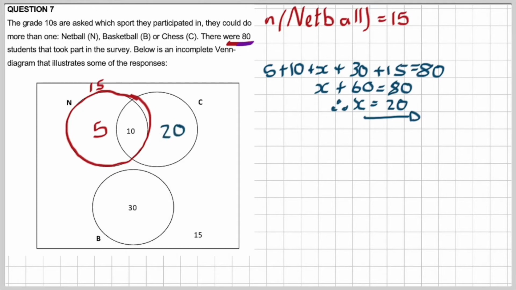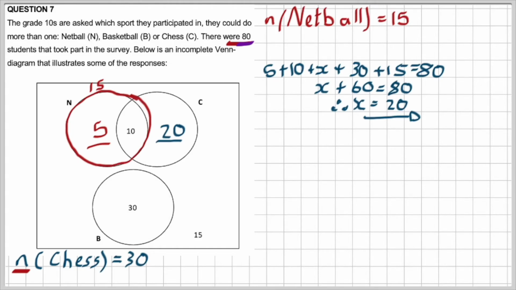X must be 20. Now, ladies and gentlemen, I just want to quickly hit the pause button and go back a little bit. That means that 20 is the number of kids that played only chess. And that 5 is the kids that played only netball. The 10 is the kids that played netball and chess. So how many kids played chess? I'm not saying only played chess. Well, 30 of them. And again, you'll see my terminology, N of. That means number of, not probability of, not P of. N of means number of. Hope you've got that.